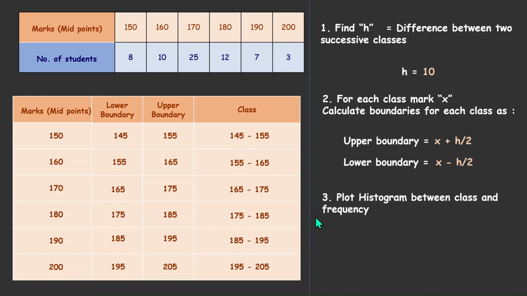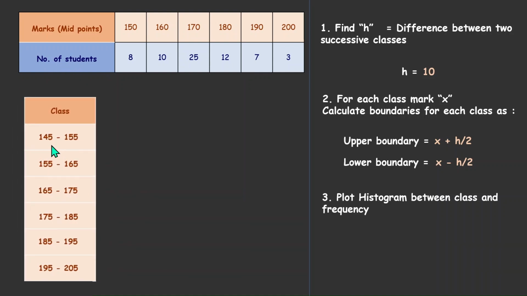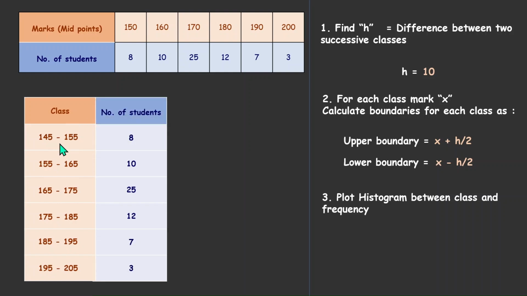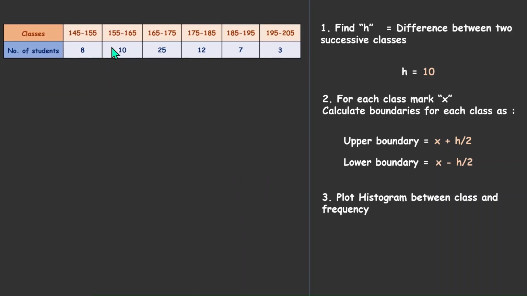So all that is left to be done is to plot the histogram between the classes and the frequency. Here frequency is the number of students in each class. So let's take this column here also. So we have our classes and we have the respective frequency. So now let's make a histogram out of this. So let's take this table upwards. And this is a new table on which we'll build our histogram.